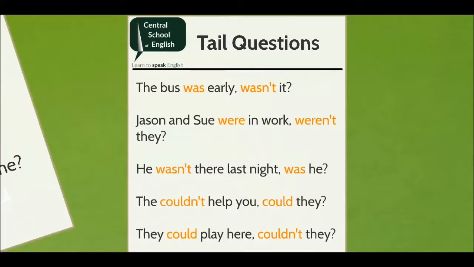Here are some examples of tail questions in the past. "The bus was early, wasn't it?" "Jason and Sue were in work, weren't they?" "He wasn't there last night, was he?" "They couldn't help you, could they?" "They could play here, couldn't they?"